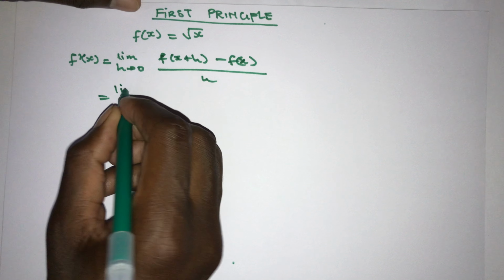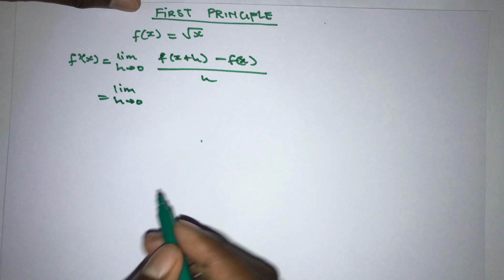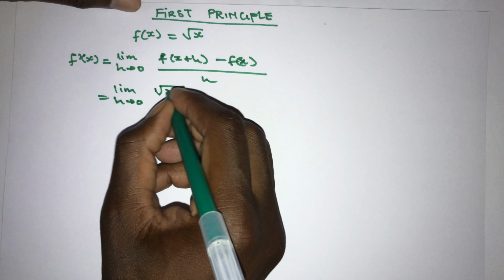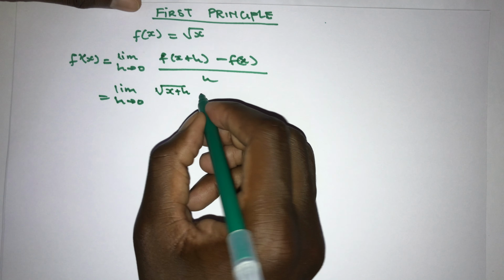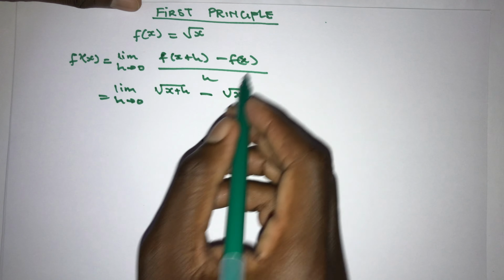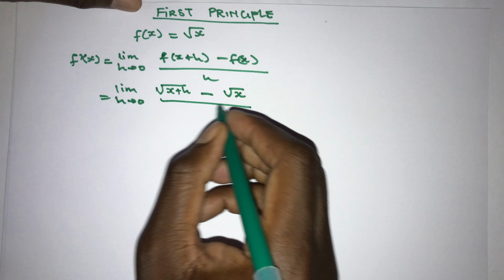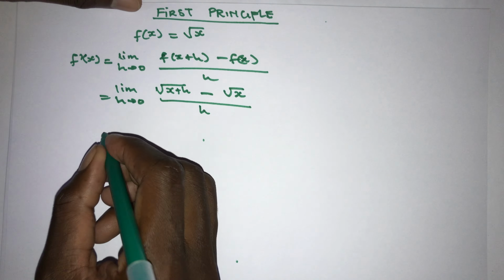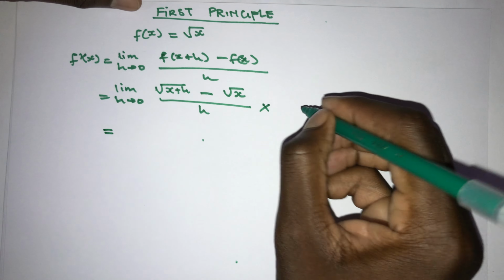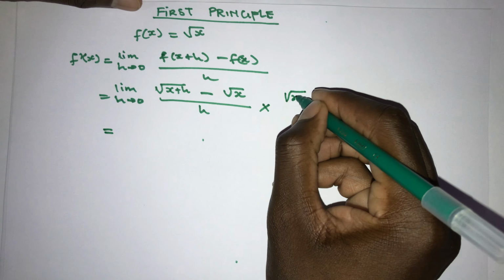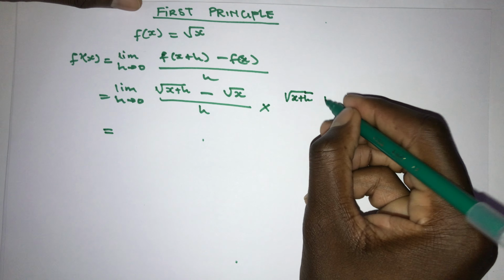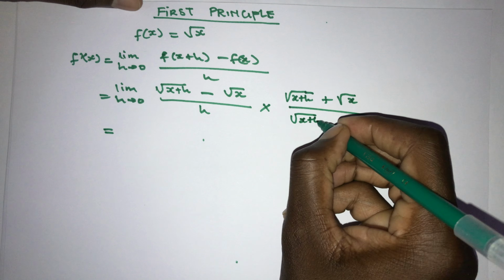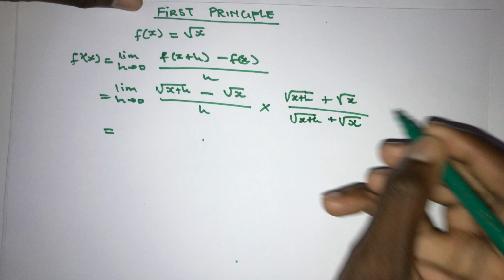So we have the limit as h approaches 0, where there is x plus h now. So we have the square root of x plus h, then minus the square root of x as the f of x over h. So from here, we're going to rationalize by the numerator. So we're going to have times the square root of x plus h plus the square root of x over the square root of x plus h plus the square root of x.